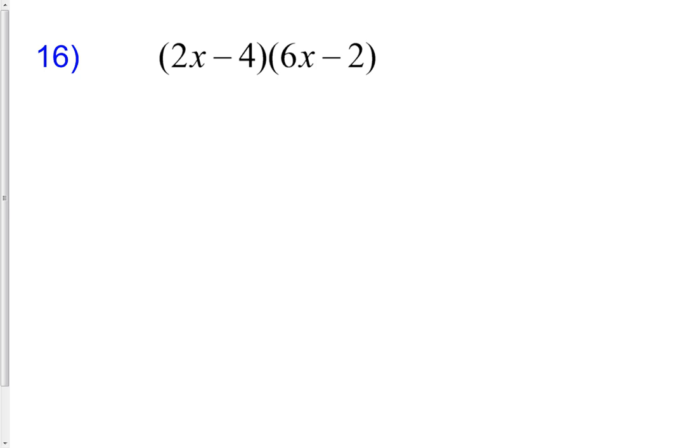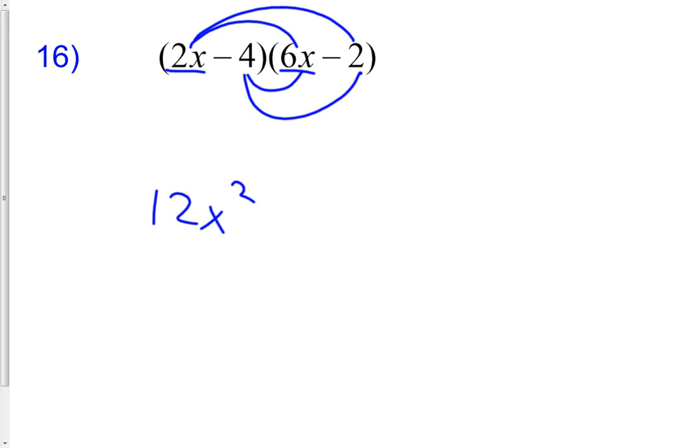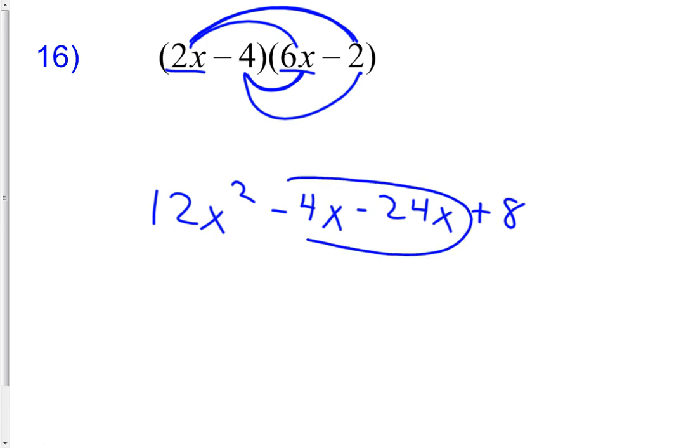Question number 16, when you have a binomial times a binomial, you FOIL. First, outside, inside, last. So the first times the first is 12x squared. Outside is a negative 4x. Inside is a negative 24x. And last is a positive 8. So then we just combine like terms right here. And our answer is 12x squared minus 28x plus 8.